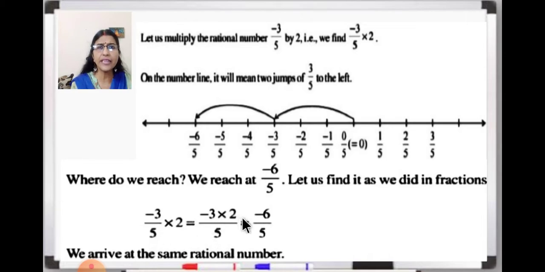Now here 3 twos are 6. We have learned that this is negative and this is positive, so negative into positive will be negative. So you will get minus 6 upon 5. You can see here also we got minus 6 upon 5, and here also we got minus 6 upon 5. So we arrive at the same rational number. Either you represent it on the number line, or if you solve it, you will get the same product.